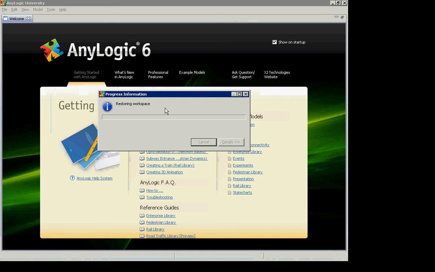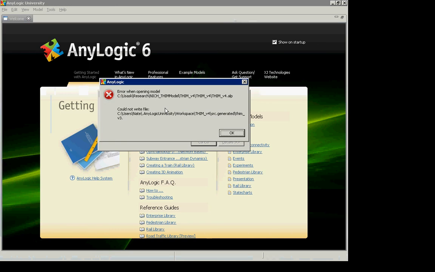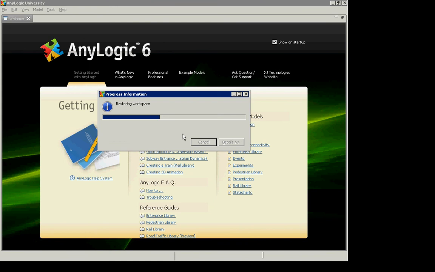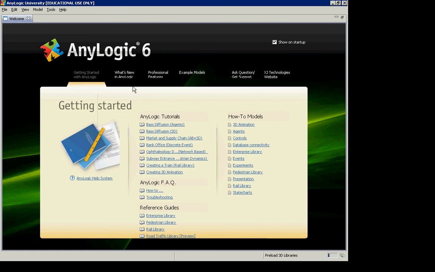Okay. So apparently this thing is restoring my workspace. Okay, it wasn't able to get that. Fine. I'm going to have a video where I play this out more, this particular example, but we're going to go to one of the sample models within AnyLogic here. It's going to be a sample model called SIR Agent Base. And it is in these examples here.